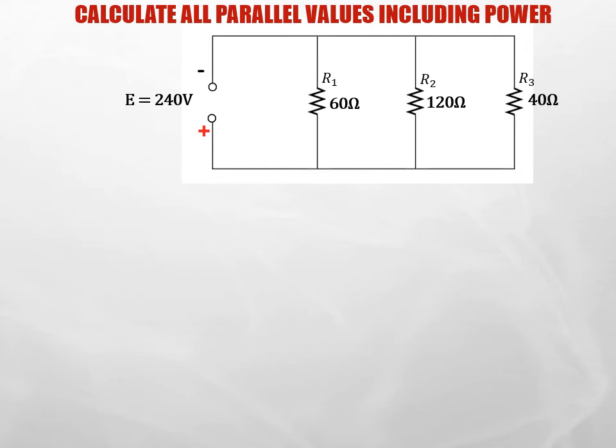Let's do one more practice problem. Here we've got 3 resistors in parallel hooked up to a 240 volt source: 60 ohms, 120 ohms, and 40 ohms. Go ahead and work out all the individual currents, the total circuit resistance, all the individual powers, and the total circuit power. I'll give you a couple minutes to do that.